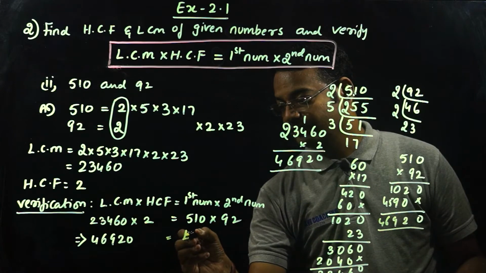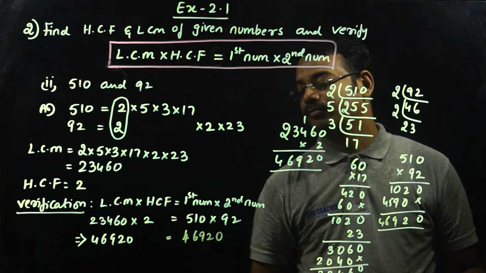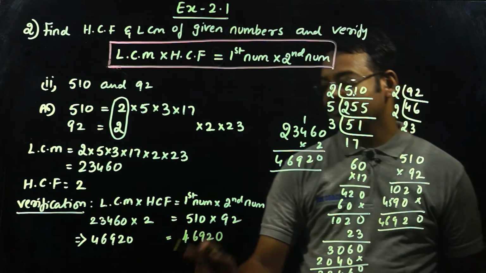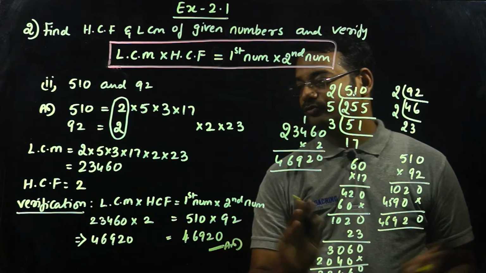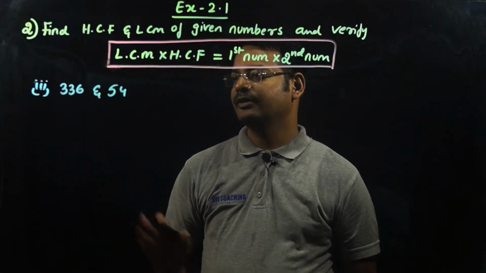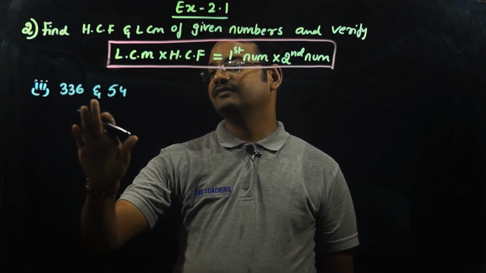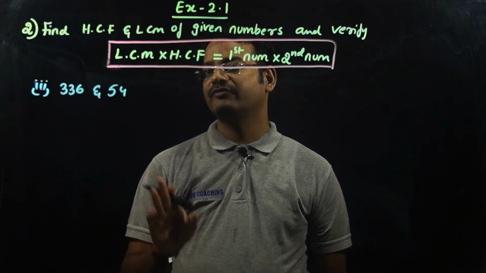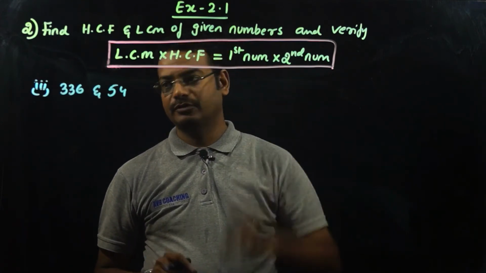Now the product is also 46920. So product of LCM into HCF and product of given two numbers are both equal. So the problem is verified now. Now third bit, we need to find HCF, LCM of 336 and 54 and also verify the formula LCM into HCF is equal to product of two numbers.